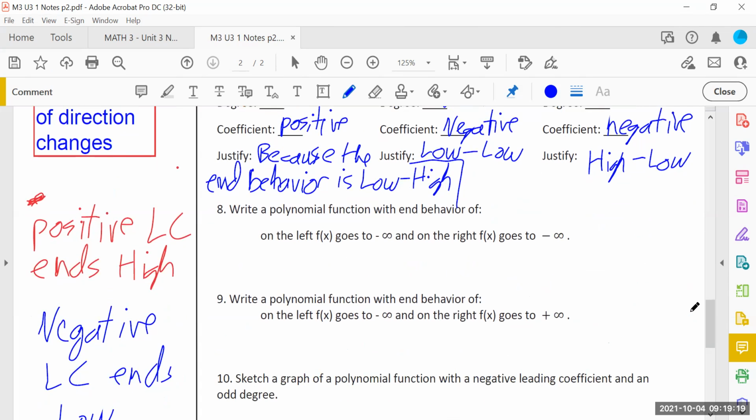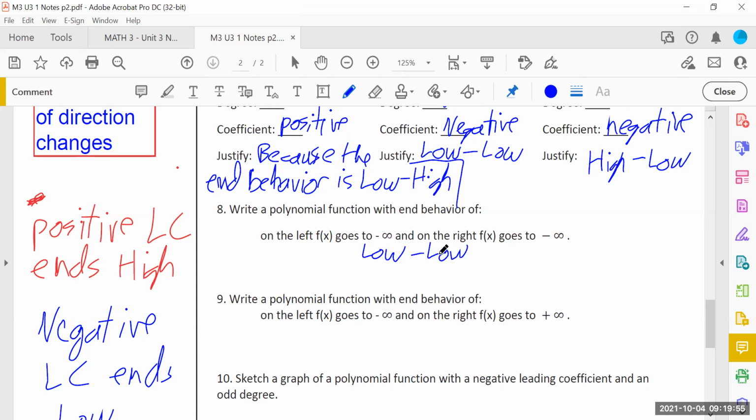Now, the last thing we're going to do here, this is very open-ended. It says write a polynomial function with the end behavior on the left goes to negative infinity. What do we call that? If we're going on the left to negative infinity, is that high or low? Low, right? Negative infinity, low. On the right goes to negative infinity. Is that high or low? It's going down still, right? So it's just low, low.